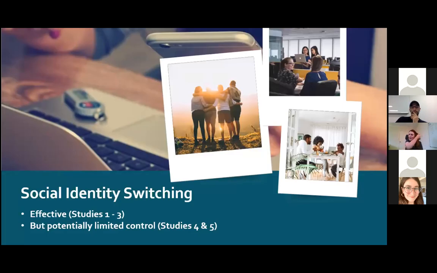Okay, so as an overall conclusion, I know those were a lot of studies and a lot of information, but we talked about the first 3 studies that basically support that social identity switches are effective. We're really good at switching social identities, and we could not find any costs. But as a potential flip side to that coin, we also found that we have limited control over social identity switches. So if an identity switch is triggered by our surrounding, we might switch over even if we don't want to.